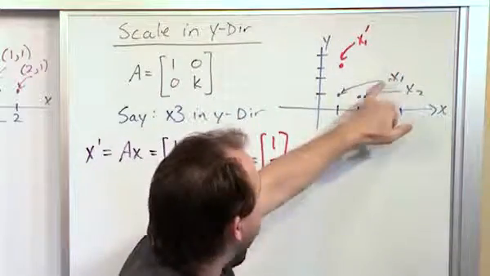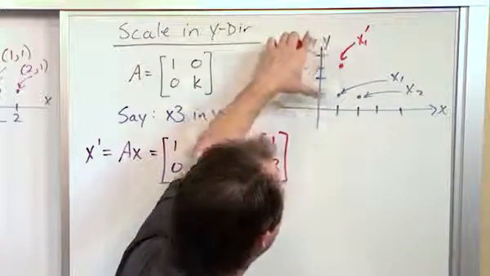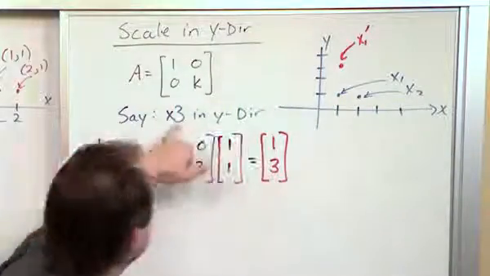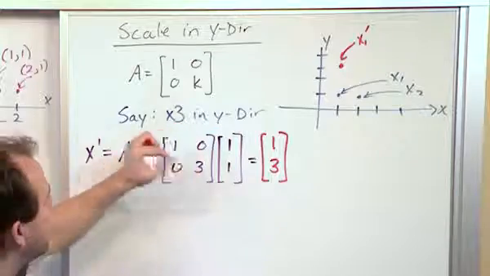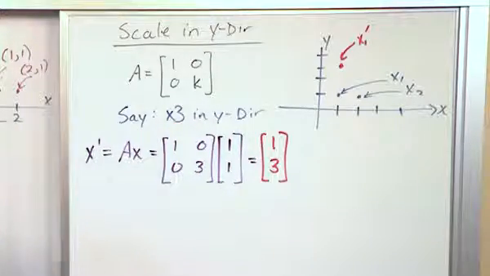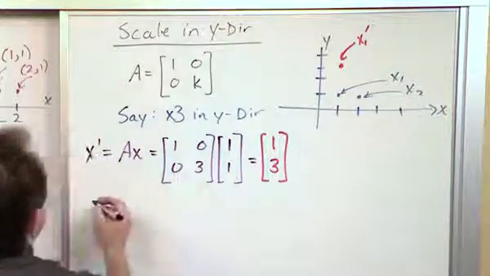So we have taken the x1 point here, and we have stretched it only in the y direction times 3, because that's what we wanted to do in our problem. So the transformation matrix is doing its job. It's scaling it only in the y direction.